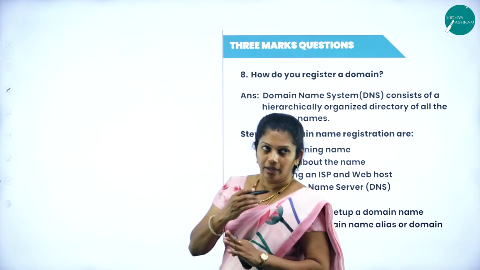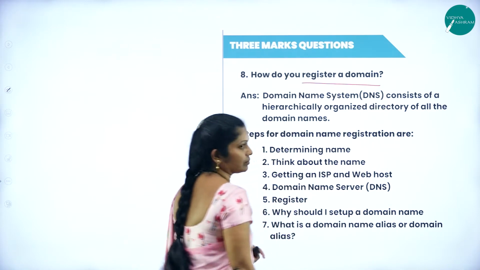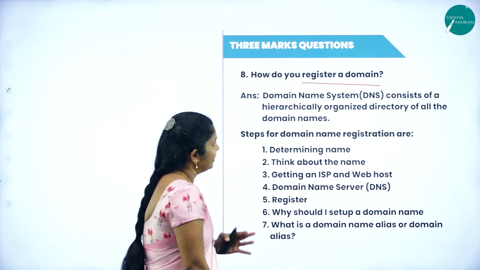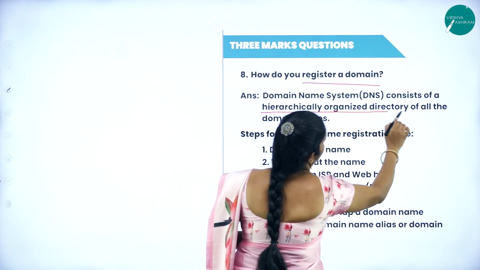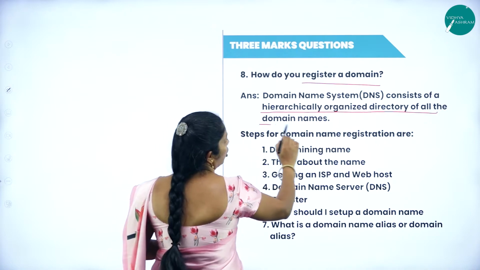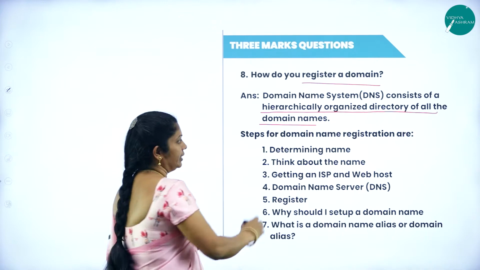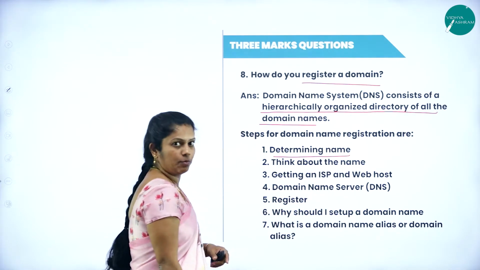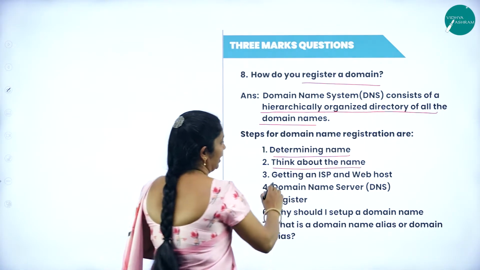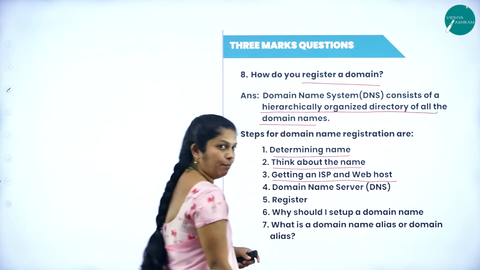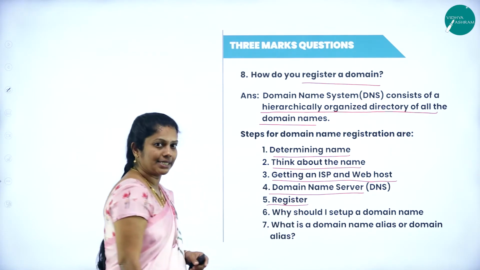Next question: how do you register a domain? The domain name system, that is DNS, consists of a hierarchically organized directory of all domain names. Step 1, you have to determine the name, which name you want to give. Then think about the purpose for which we are giving it, getting an ISP and web host, then a domain name server. Then afterwards you have to register for that.